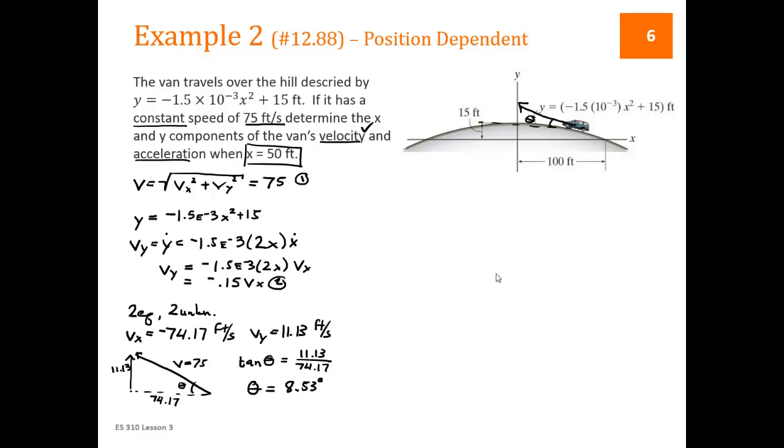We found the velocities. Now we need to figure out the accelerations. So when we did the velocities, we knew that 75 was the magnitude of the speed. We do know something about the magnitude of the acceleration as well. The magnitude of the acceleration is going to be 0. The direction of that acceleration is going to be the same as the direction of the speed, right? Since that's the direction that the 75 feet per second is constant in. So we then know that the acceleration in that direction at theta 8.53 is going to be 0.